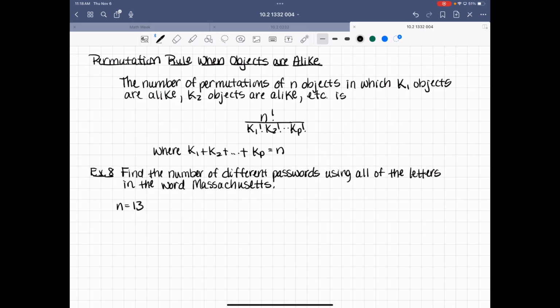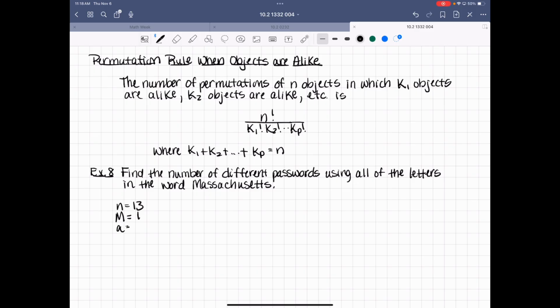M-A-S-S-A-C-H-U-E-T-T-S. Is there 13? 1, 2, 3, 4, 5, 6, 7, 8, 9, 10, 11, 12, 13. Yes. Doesn't mean different. It means how many letters are used in that word. Okay? All right. Then we need to pick out how many M's do we have? Just one, right? Okay. It's not a trick question, I promise.